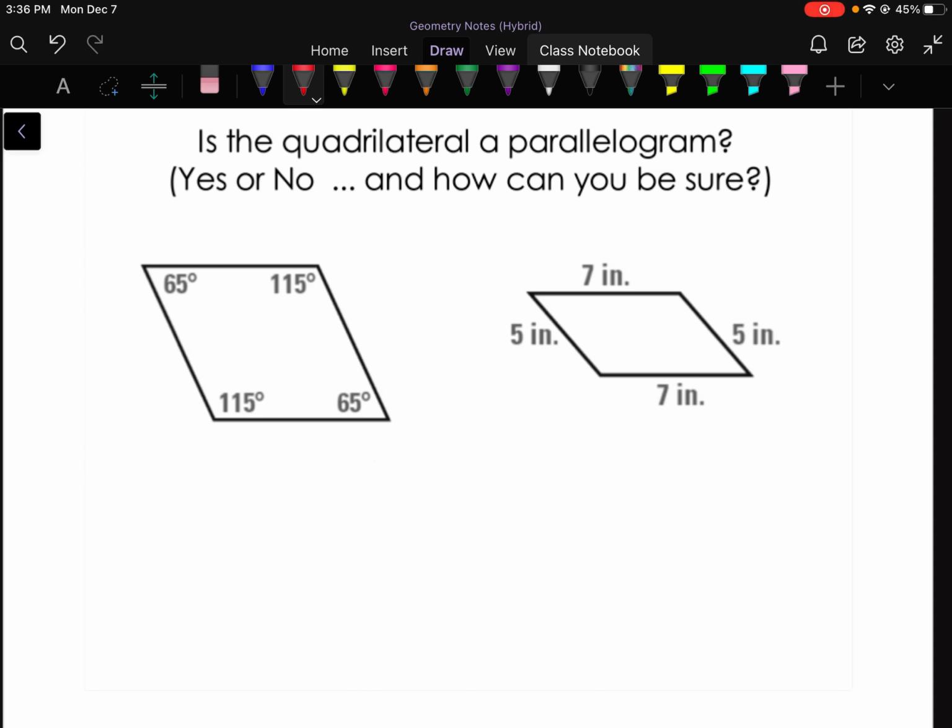So is this a parallelogram here on the left side? Yes, it is, because opposite angles are congruent. And I should probably add that it has to be both pairs. So we have 115, 115, we have 65 and 65. So both pairs have to be congruent there.